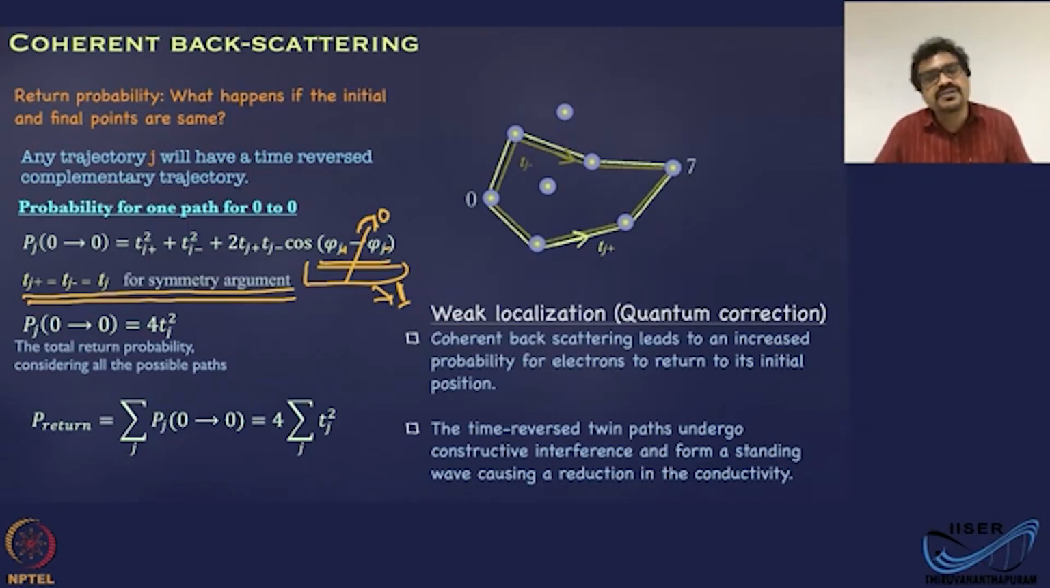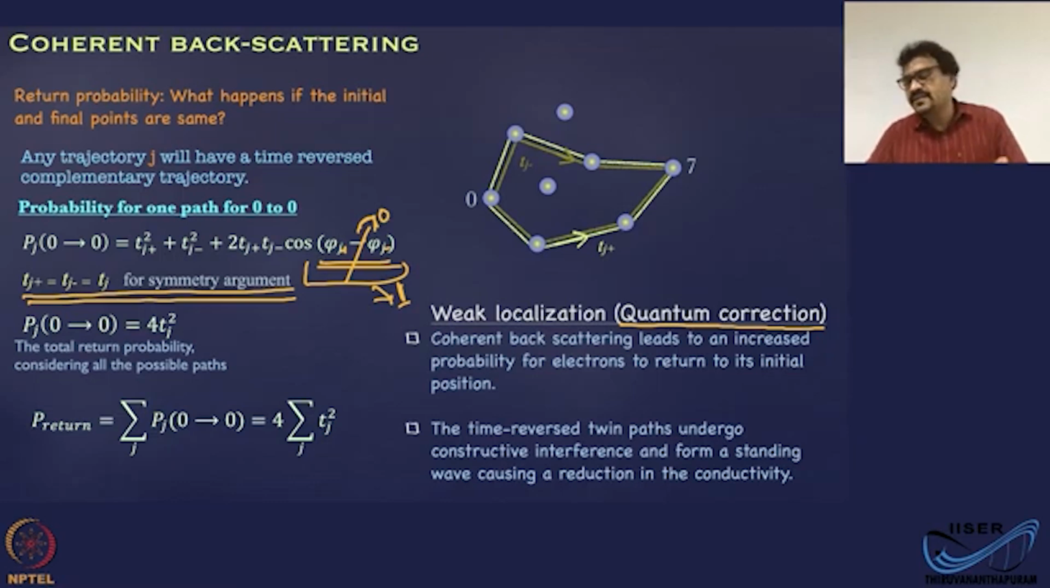This phenomenon is called weak localization, and it is a quantum mechanical effect. So what is the effect here? The coherent backscattering leads to an increased probability for the electrons to come back to the same point. That is because the time-reversed twin paths undergo constructive interference and form a standing wave, causing a reduction in the conductivity. The electron, otherwise supposed to go forward, is spoiled a little as it gets localized in the system. That reduces the conductivity, and this is a quantum mechanical effect. You can think of it as a quantum correction to the classical conductivity or resistivity. That is what weak localization is.